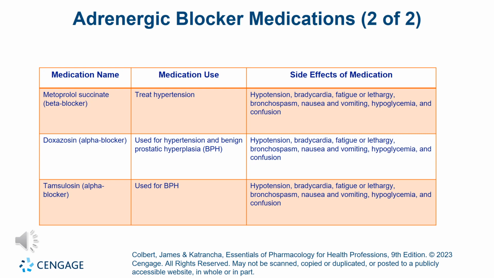Doxazosin, which is an alpha blocker. It's used for hypertension and benign prostatic hyperplasia, or BPH. Tamsulosin, which is an alpha blocker, and it's used for BPH, or benign prostatic hyperplasia. Side effects are the same for all three.